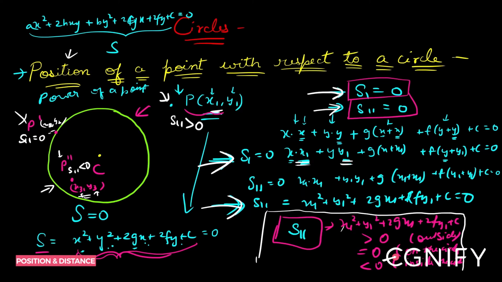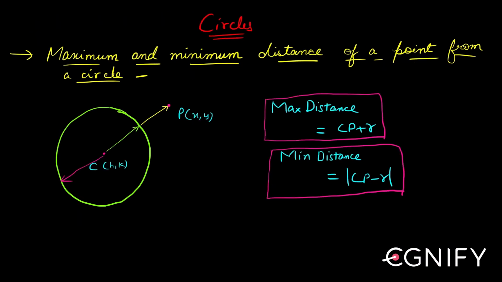Let us now look at the minimum and the maximum distance of a point from a circle. So you have this point here. So what are the maximum and minimum distances? I have actually put the formulas here, but what do they mean? So this yellow arrow's length, this is the minimum distance.